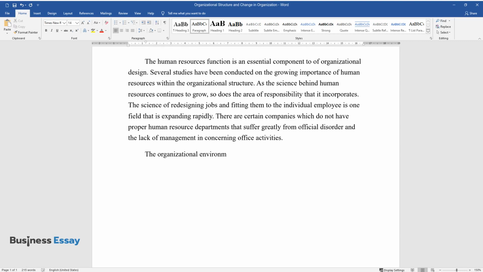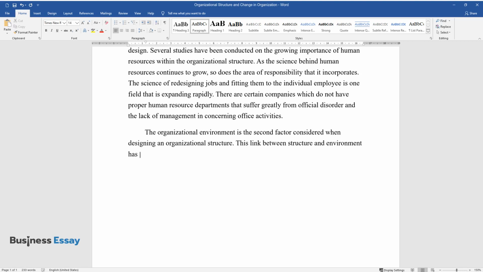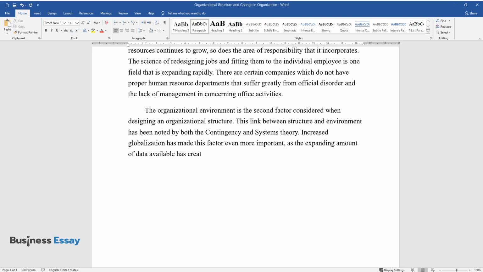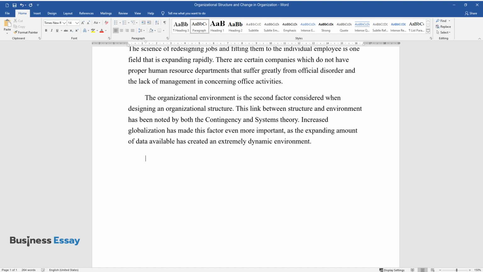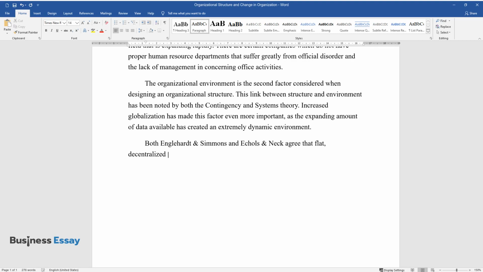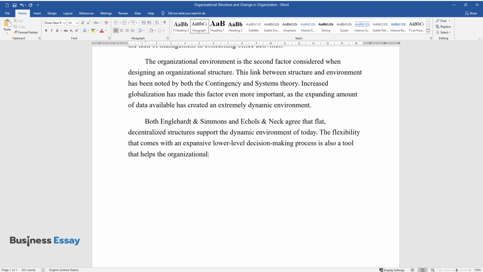The organizational environment is the second factor considered when designing an organizational structure. This link between structure and environment has been noted by both the contingency and systems theory. Increased globalization has made this factor even more important, as the expanding amount of data available has created an extremely dynamic environment. Both Englehardt and Simmons and Echols and Neck agree that flat, decentralized structures support the dynamic environment of today. The flexibility that comes with an expansive lower-level decision-making process is also a tool that helps the organizational structure succeed.